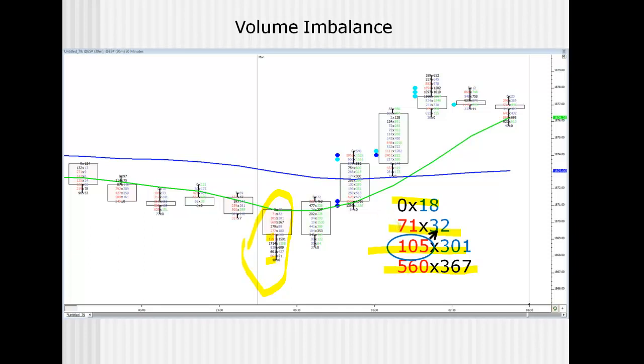What we're doing to determine the imbalance is comparing 71 and 18, this level. We're comparing 105 to 32, and we're comparing 560 to 301, and so on for every other price level in this bar. So if we go all the way to the bottom, it says 48, and the price above that I would compare the 48 to would be 51. And if you notice, 48 and 51 are really the same color because there's no imbalance.